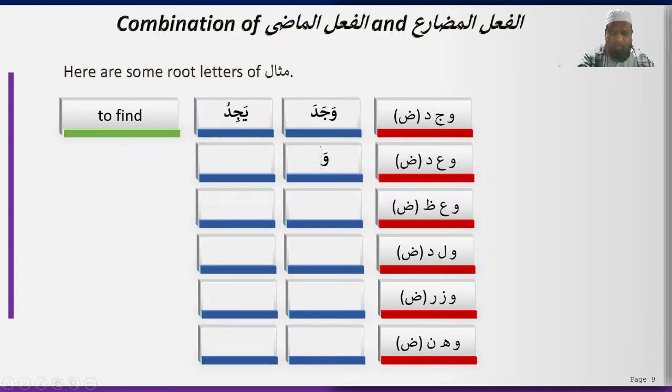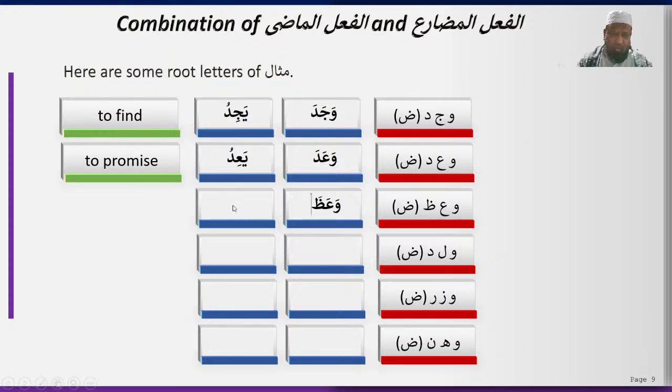Next, Waw Ain Dal, Wa'ada. Because we know the rule in Al-Mudari Lil-Ma'lum, the waw drops, we can make the Fi'l Mudari straight away. Ya'idu. Wa'ada, Ya'idu. The waw dropped. To promise. Next, Waw Ain Dha, Wa'adha. Because we know the rule, the waw drops. Wa'adha, Ya'idu. Means to advise, to give a speech or lecture.